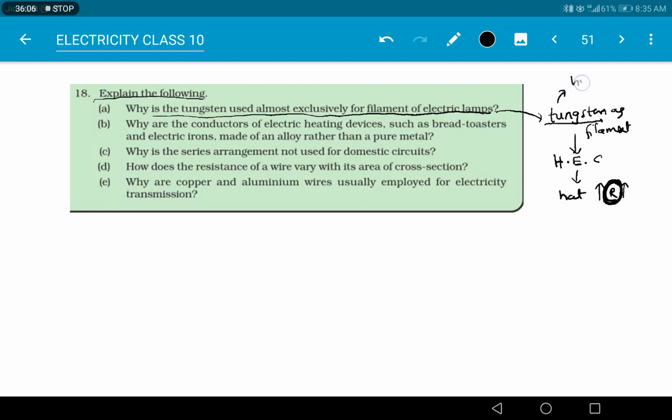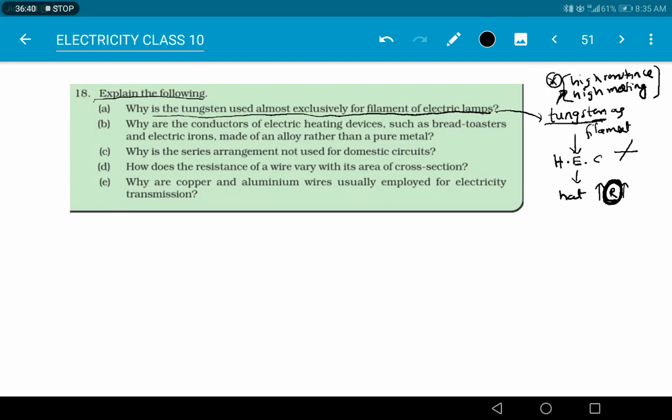Okay now. Because of its high resistance and high melting point. If it had a low melting point, what would happen? For the passage of current, in less time the wire is going to melt. It will not work properly for hours together. Okay? So because of this reason only, tungsten can be used as a filament in an electric lamp. This one we have to write compulsorily.